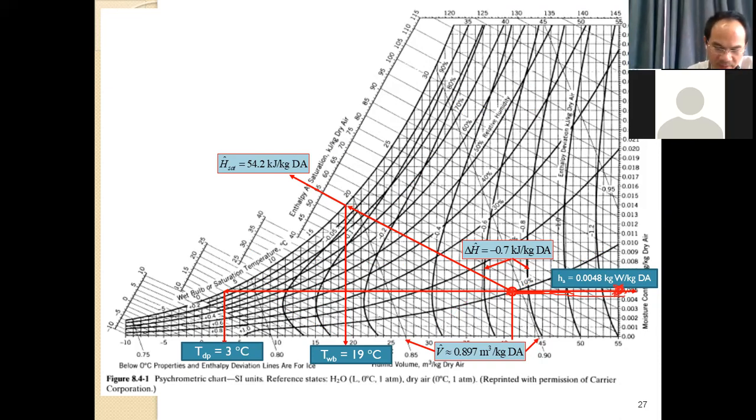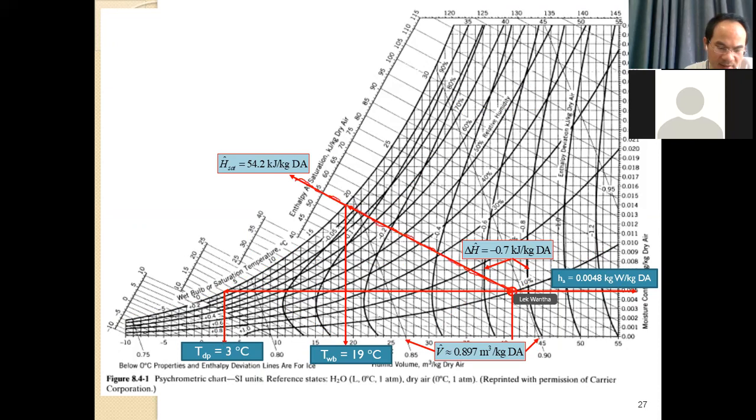From this point, you can calculate the dew point. For this case, you draw the horizontal line to cross the saturation line. This is the saturation line. Cross at this point, and then you draw the vertical line to cross the dry bulb temperature. You get a dew point of approximately 3 Celsius.